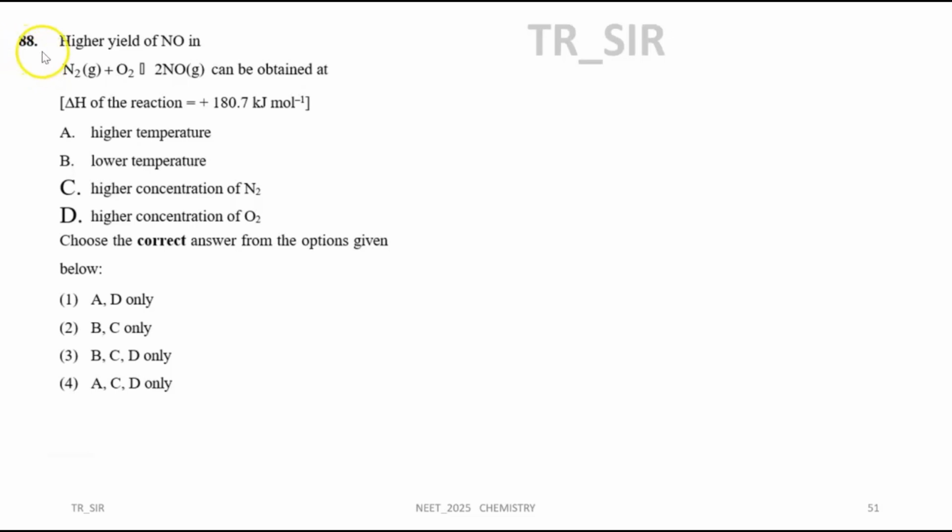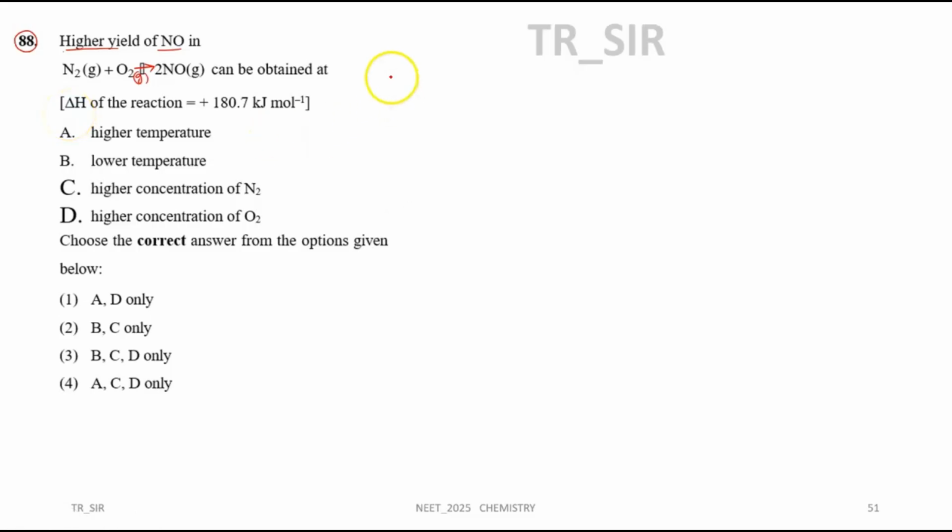Well, students, now question number 88. Question number 88, what is it actually talking about? Higher yield of NO in the given reaction. The given reaction is N2 plus O2 gives 2NO gas. This is also gas. At what conditions can a higher yield be obtained in the given reaction?